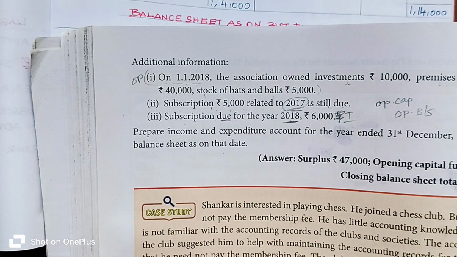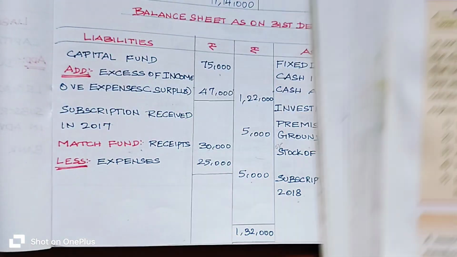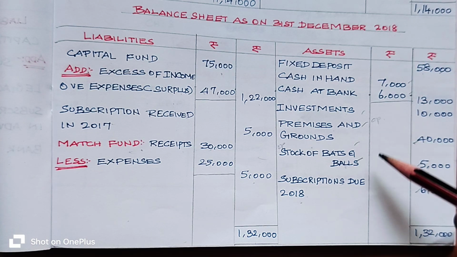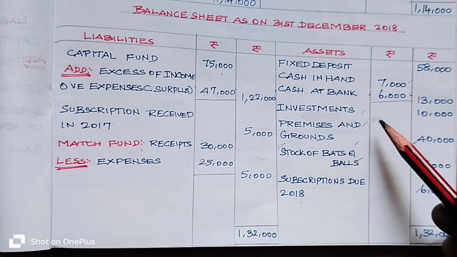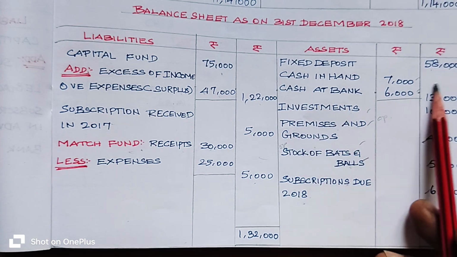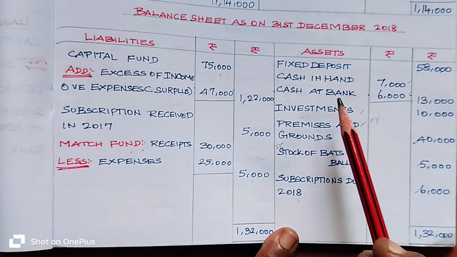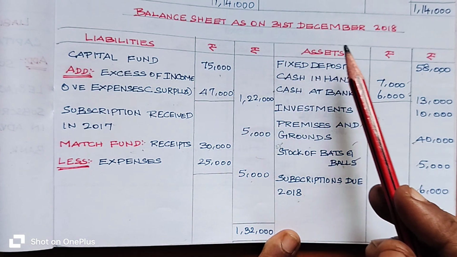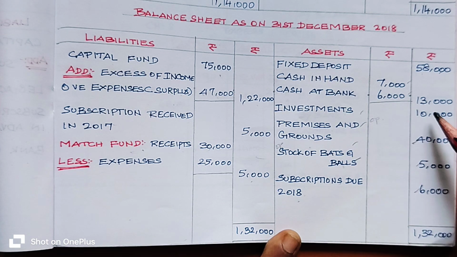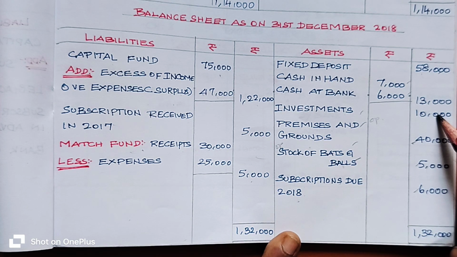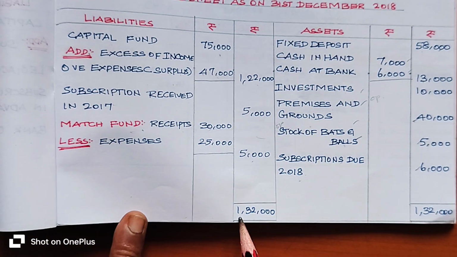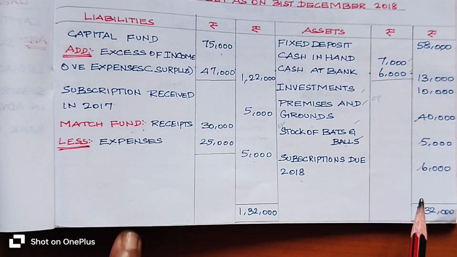So that amount is there only. At the end of the year, when we close the account and prepare the balance sheet, the same items will appear in the balance sheet also. Do you understand? So the total of the balance sheet is 1,32,000 on the asset and liability side.